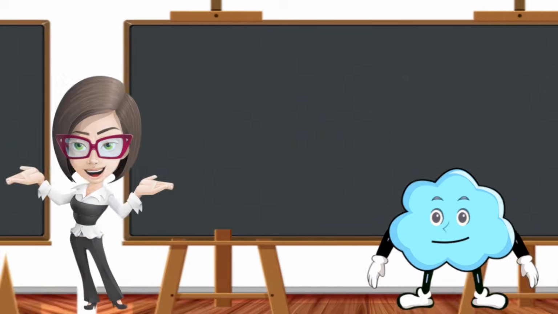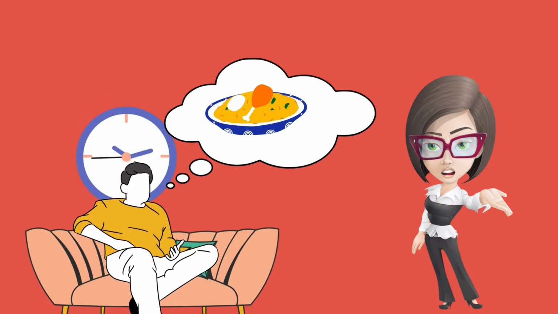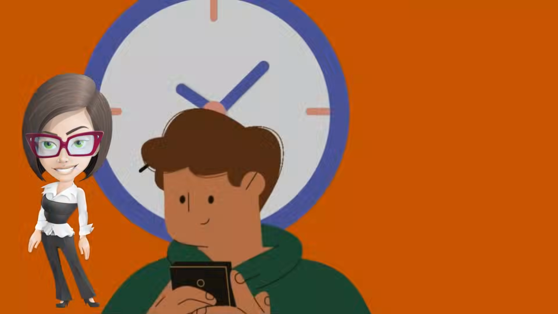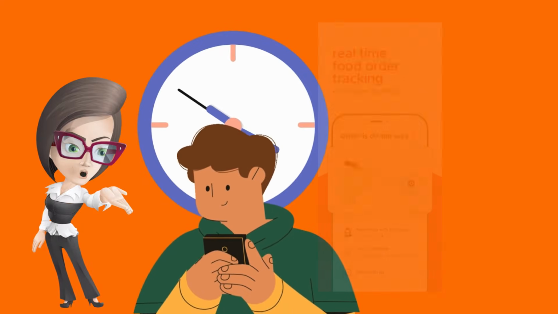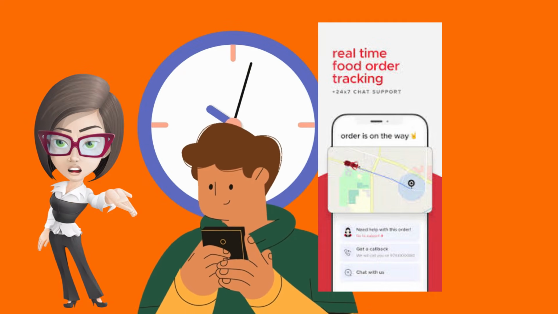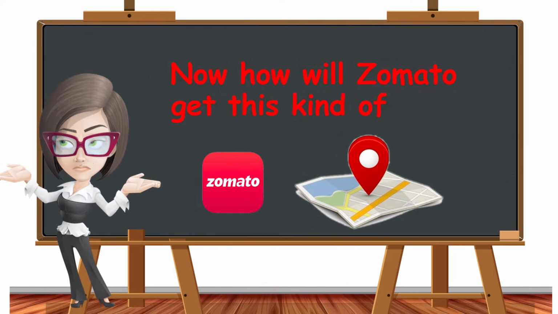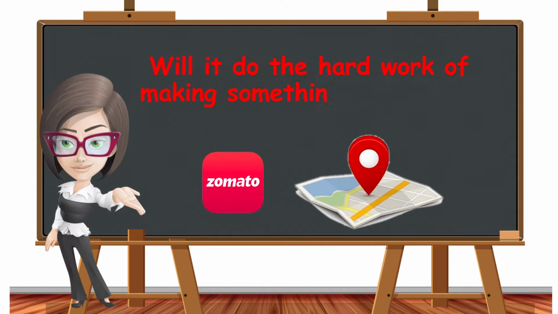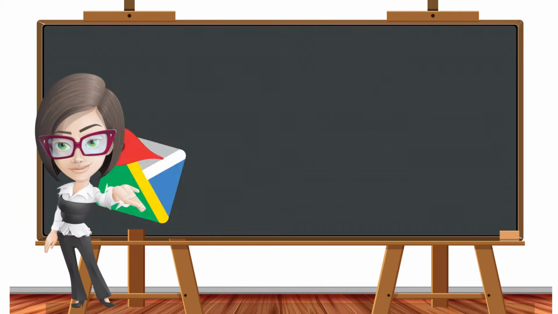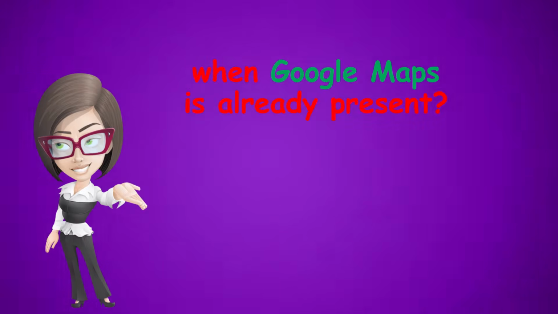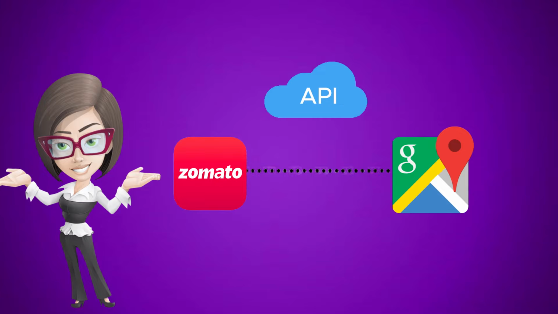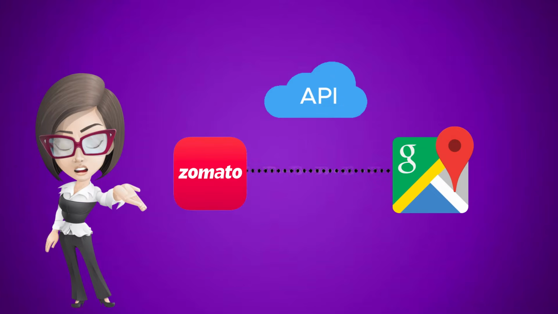So let's get started. You are feeling hungry, so you order biryani on Zomato. Now as you eagerly wait for your delivery, you start checking the Zomato app for the current location of the delivery person. How will Zomato get this kind of map? Will it do the hard work of making something so complex when Google Maps is already present? Well, Zomato uses Google Maps API to get the Google Maps.